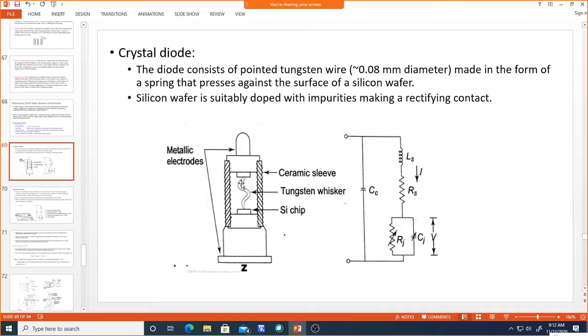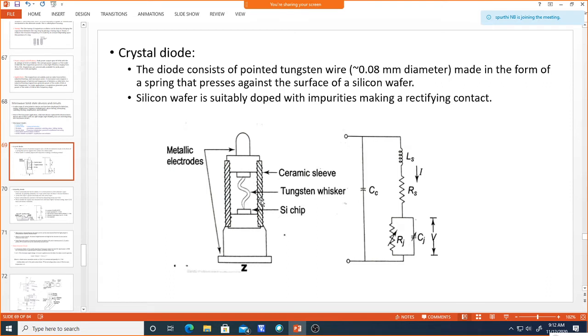And this wire, you can see, is a very thin wire, 0.08 diameter, in the form of a spring. This is used for the construction of this diode. And whatever silicon wafer is there should be suitably doped with impurities to make it a rectifier circuit, or rectifying diode.